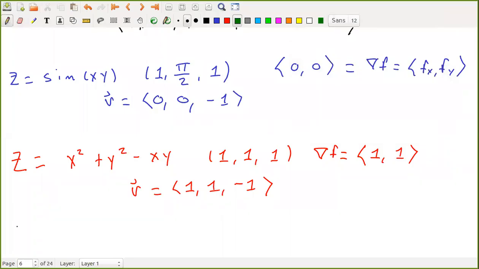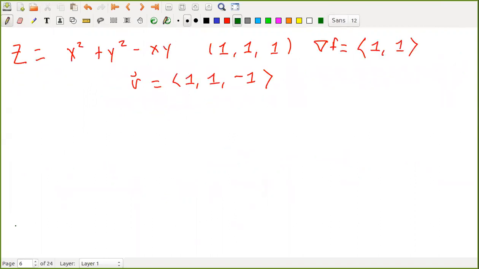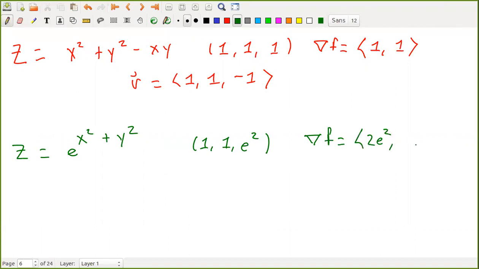Okay, and then the final surface that we looked at was the one that we just saw. z is equal to e to the power of x squared plus y squared. And we did this at the point 1, 1, e squared. And we saw that the gradient of f is equal to 2e squared, 2e squared. And so the normal vector, or a vector perpendicular to the surface at this point, is v equals 2e squared, 2e squared, minus 1. And again, any scalar multiple of this vector would also work.